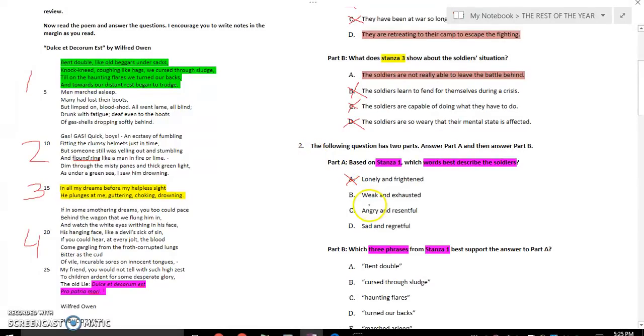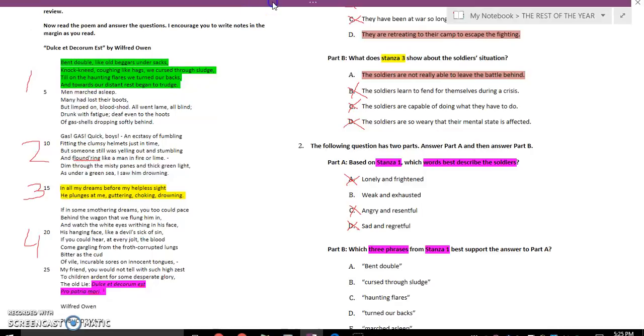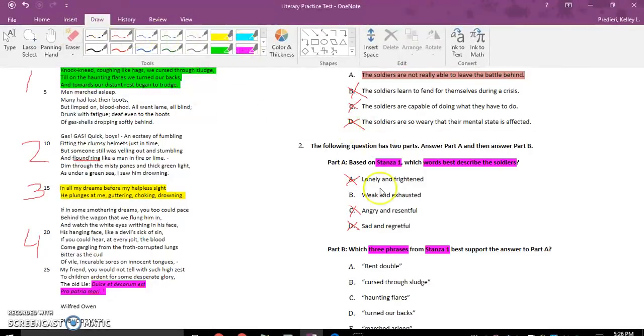Weak and exhausted is definitely a possibility because they're bent double, knock-kneed, coughing like hags. They're marching asleep, so they are awake, but they're so exhausted that it's like they're marching while they're sleeping. Angry and resentful. I'm not seeing anything angry and resentful here, so I'm going to eliminate that. Sad and regretful. I don't see anything sad either. Weak and exhausted is the correct answer.